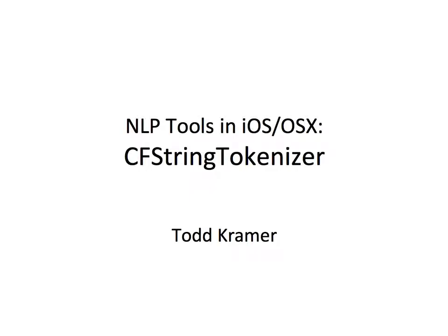Tokenizing strings into words, sentences, and paragraphs is the first step in many common natural language processing tasks. While it may seem like a simple problem at first, string tokenization gets more complicated when you consider differences in how languages are written. For example, languages like Chinese, Japanese, Khmer, and Lao aren't written with spaces between words.